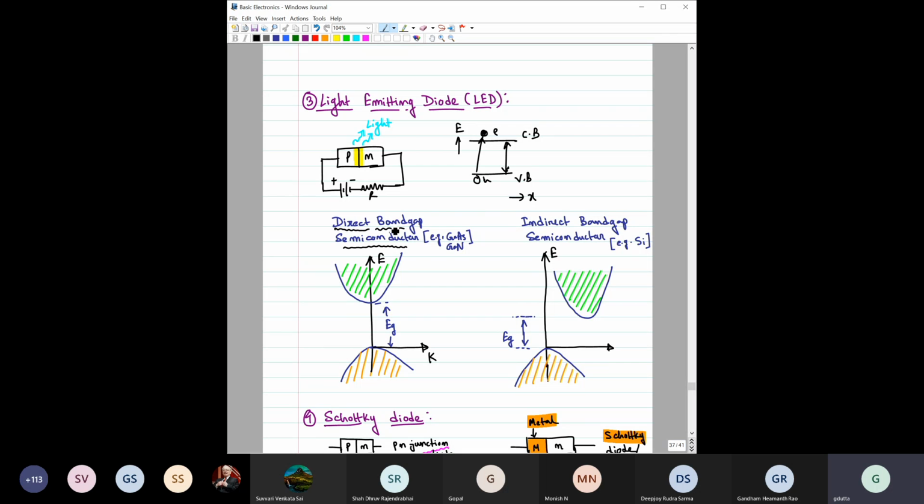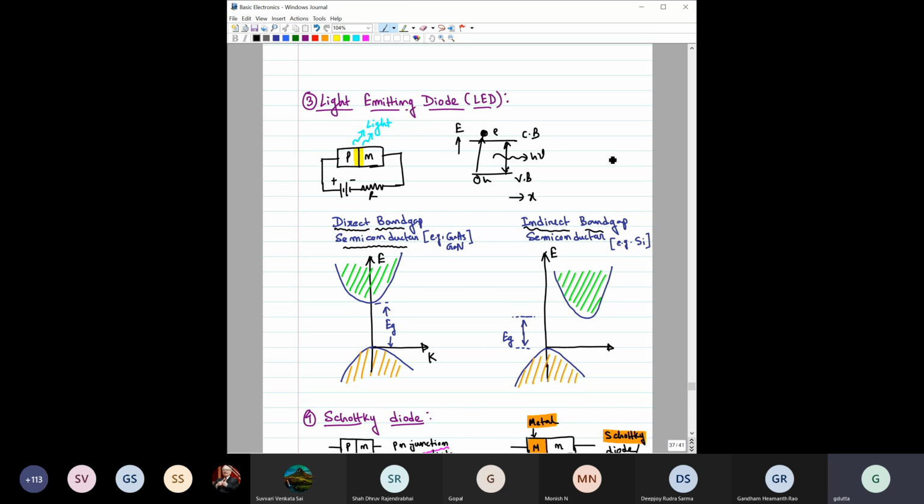So in a direct band gap semiconductor, this transition occurs without any change in momentum. Their momentum will not get changed. As a result, when this recombination happens, the extra energy will be radiated as h nu, or as a photon. However, in an indirect band gap semiconductor, when the same transition occurs, there will be a change in momentum.